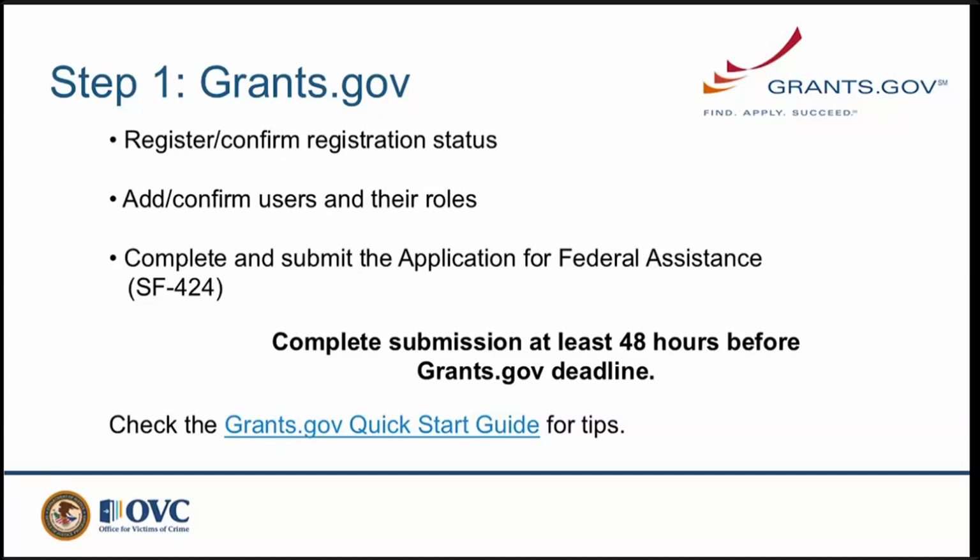For both step 1 and step 2, we recommend completing each step at least 48 hours before the deadline, not waiting until the deadline to submit materials. That's to ensure you have time to address unexpected errors and make corrections if needed. If you fail to submit the SF424 form in Grants.gov by the deadline, you will be unable to complete the application in JustGrants. We'll talk more about Grants.gov registration and the SF424 in the next few slides.